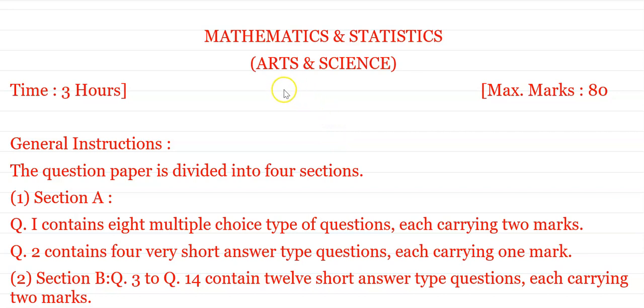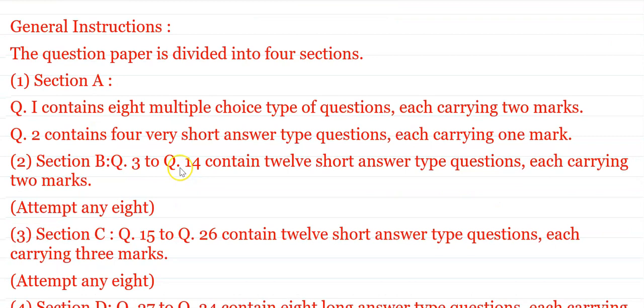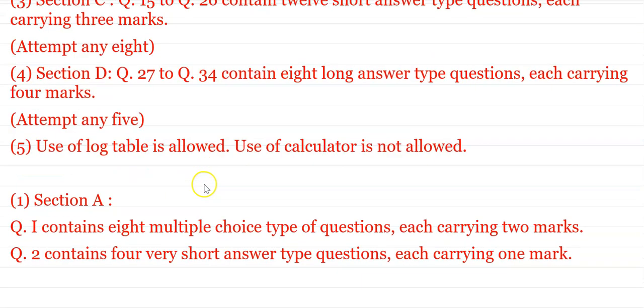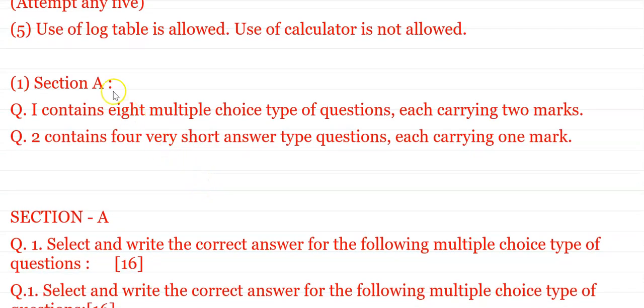Hello friends, now we will start the practice paper for mathematics for 12th standard. Now these are the general instructions. Now this is the first section A, that is question number 1, which contains 8 multiple choice type of questions, each carrying 2 marks.